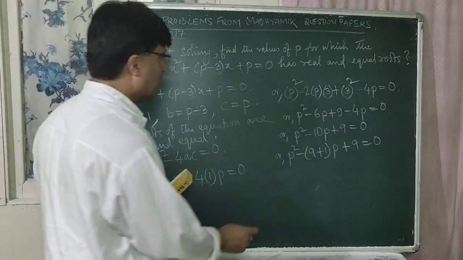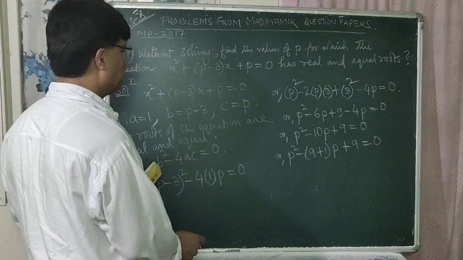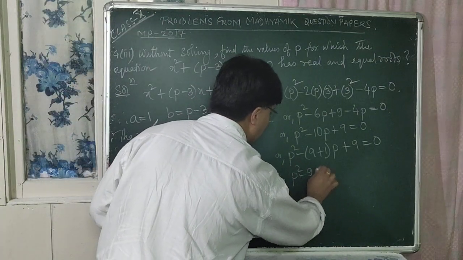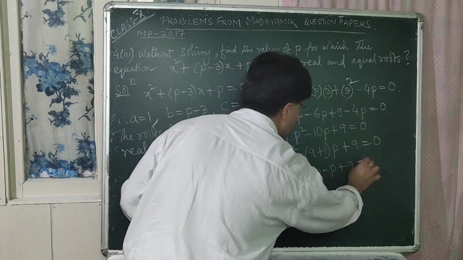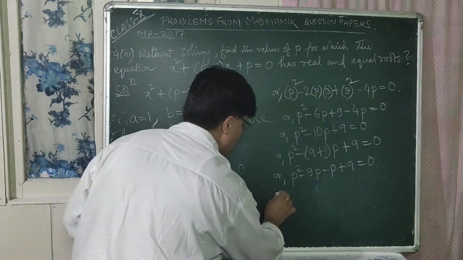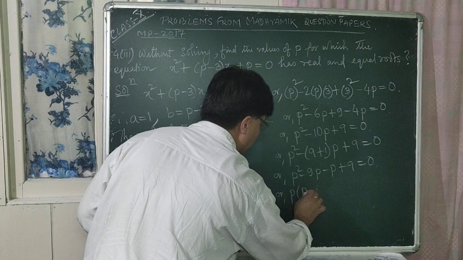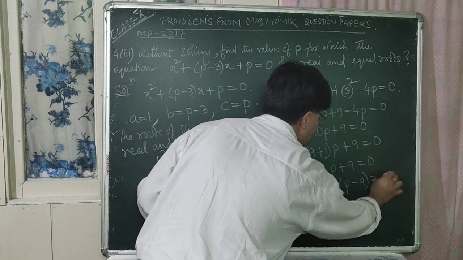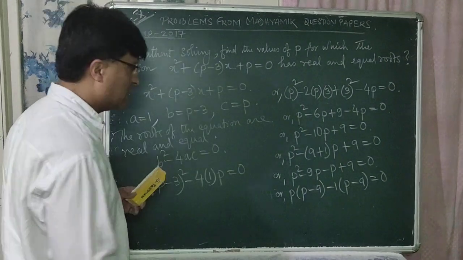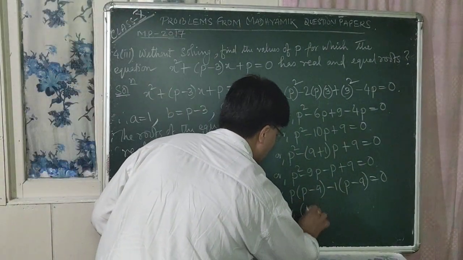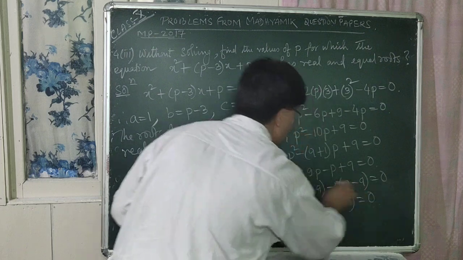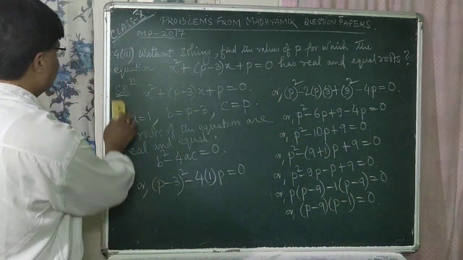Right? So let us simplify it now again. Or p square minus 9p minus p plus 9 is equal to 0. Or what is common in this case? P minus 9 minus 1 common, p minus 9 is equal to 0. You know how to factorize it, right? Or this is p minus 9 into p minus 1 is equal to 0, right?